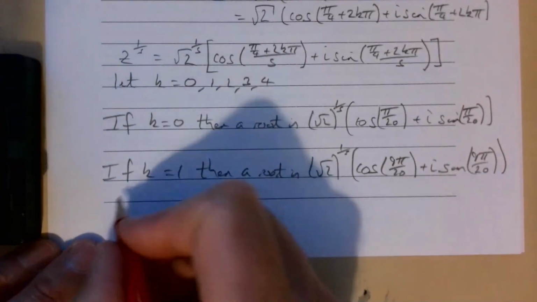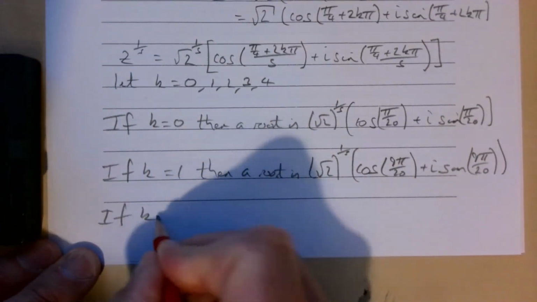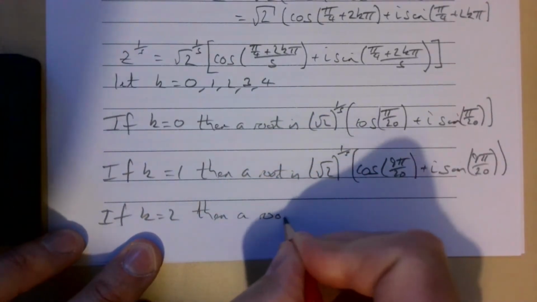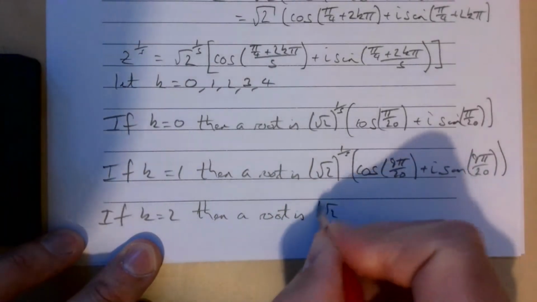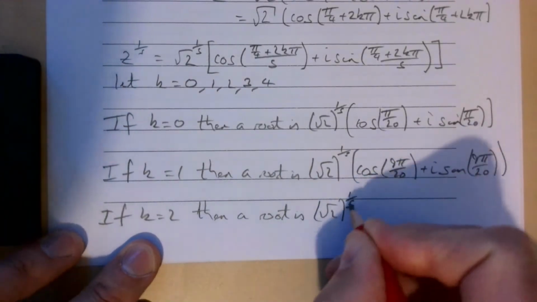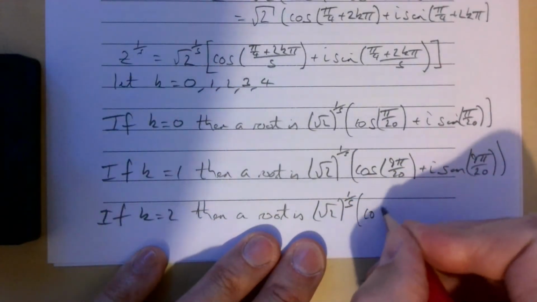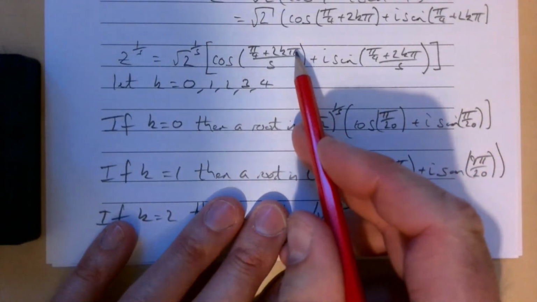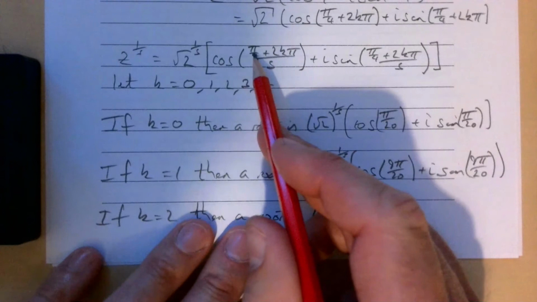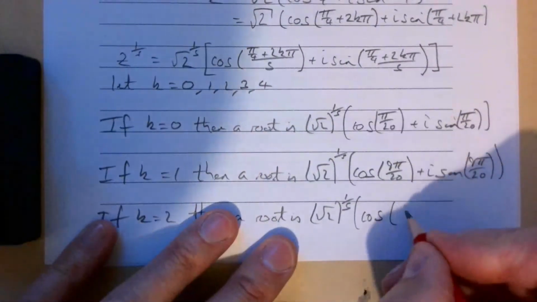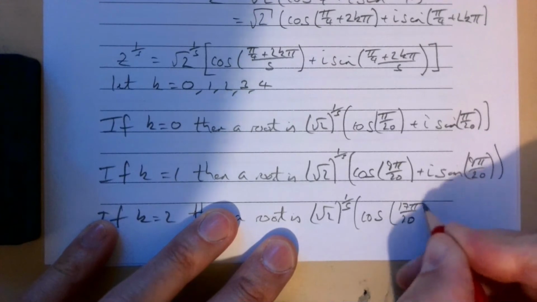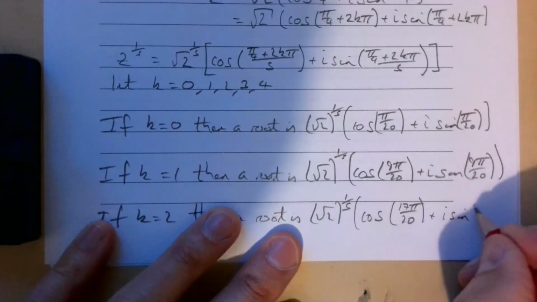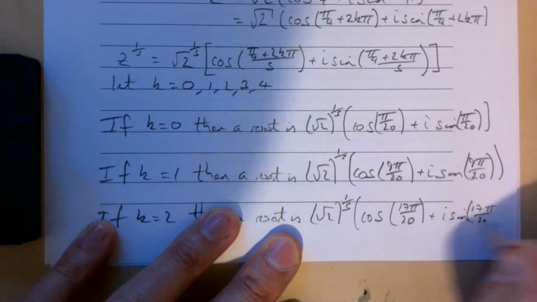If we let k equal 2, we'll fit one more in here. Root 2 all to the power of a fifth, which is incidentally going to be 2 to the power of a tenth. We'll come to that. So we are subbing into here a 2. So that gives me a 4 pi, which over 4 is 16 pi, so it's going to be 17 pi over 4 over 5. So that's cos 17 pi over 20 plus i sine 17 pi over 20.